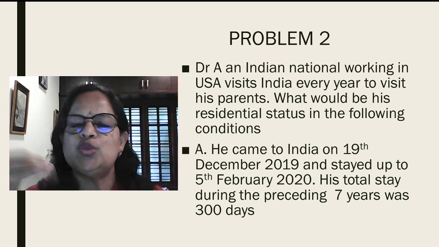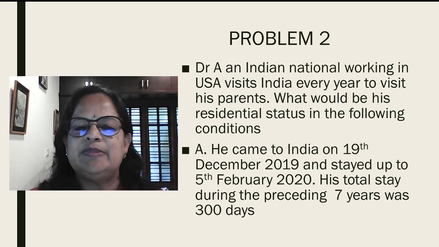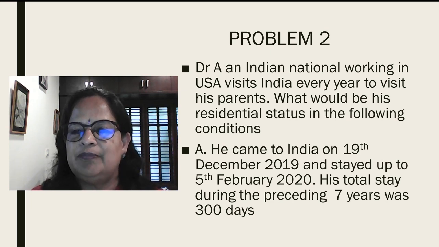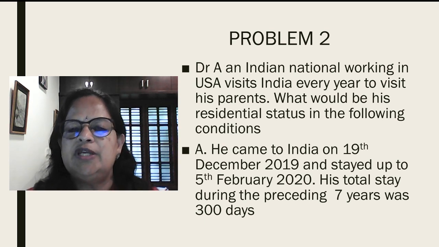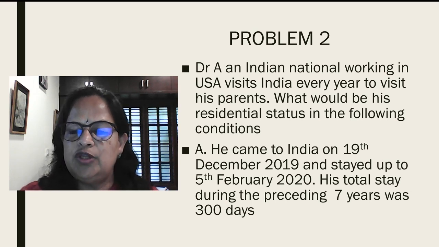This question has two subsections. The first sub-question, section A, is that he came to India on 19th December 2019 and stayed up to 5th February 2020. His total stay during the preceding 7 years was 300 days. So this is the question, and we are going to do this.